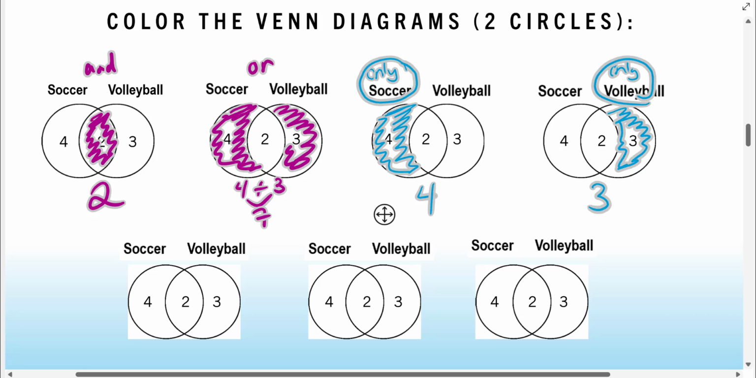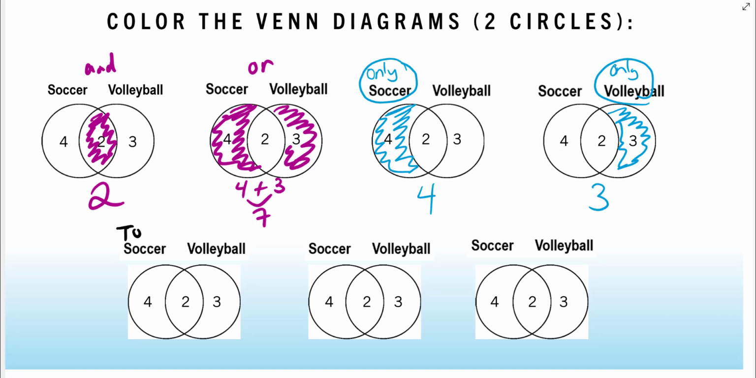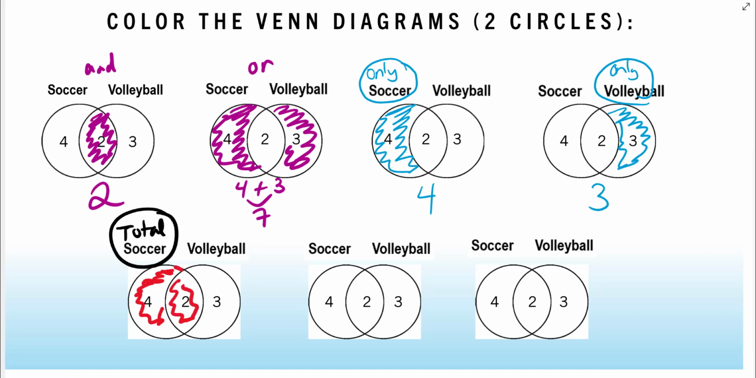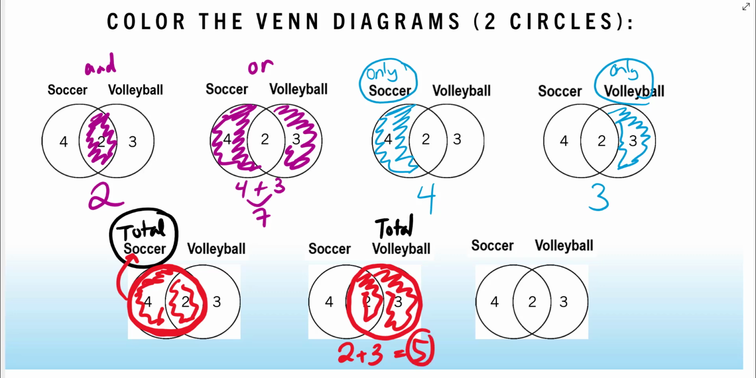Next, if I asked how many total kids play soccer, so total soccer would be this section and this section, right? Because it's the total of soccer. Same for volleyball. If we did the total students that play volleyball, we would do all of volleyball. So this section and this section. So it'd be 2 plus 3, which equals 5. 5 students total play volleyball. For soccer, it was 4 plus 2 is 6.